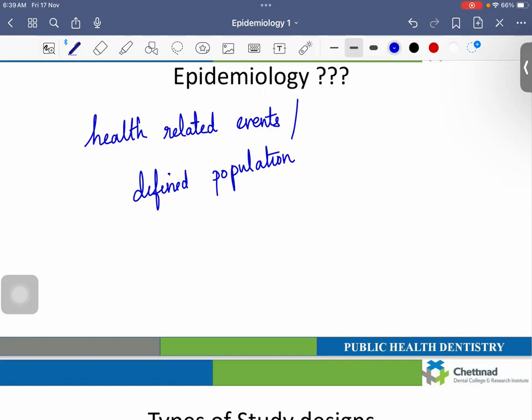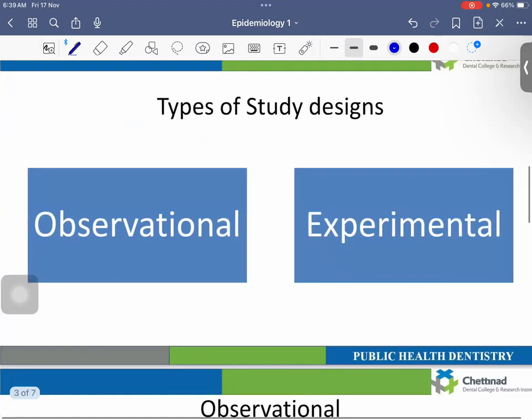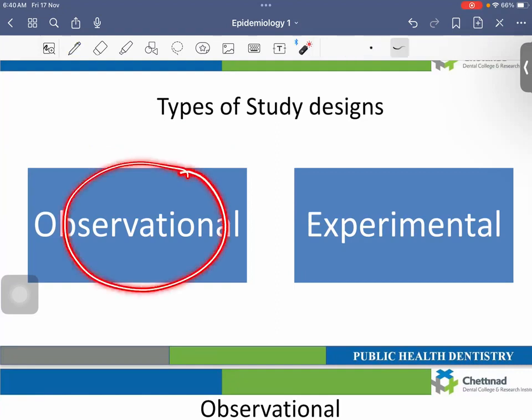So, you study the distribution and determinants of health related events in a target population, and you apply these principles to the control of disease in the same population. So basically, there are only two types of epidemiological study designs, guys. You either plainly observe and describe what is happening related to a particular disease, that is called observational epidemiology, or you do something about it. You intervene, and you try to control it, or curb it, or modify the course of the natural occurrence of the disease or any other event. That is called experimental epidemiology.